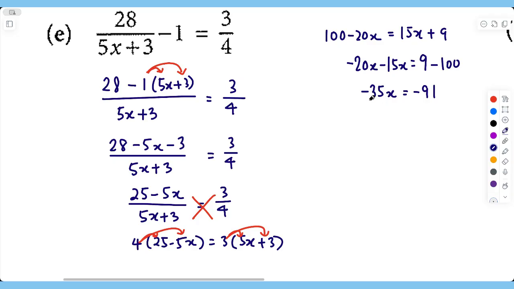And let's divide both sides by negative 35. Right side will be negative 91 over negative 35. Both are multiples of 7. We can divide the numerator and denominator by 7. Negative divided by negative will be positive. Okay, 91 divided by 7 will be 13, and 35 divided by 7 will be 5, and that will be the answer.